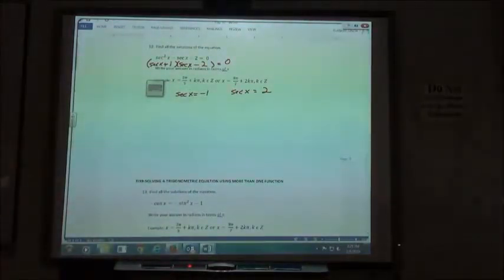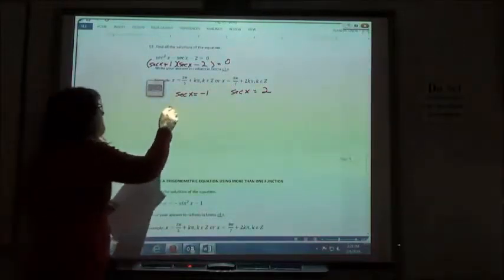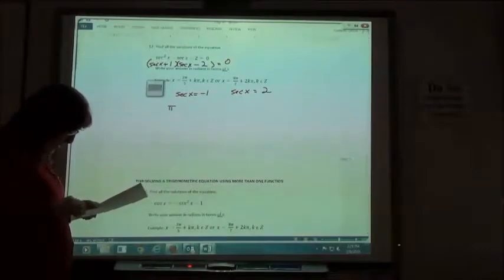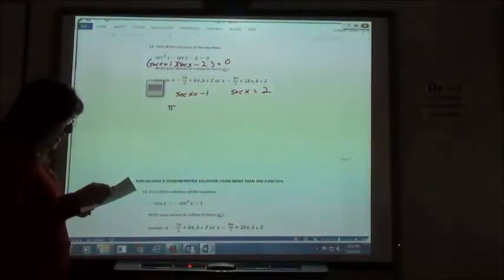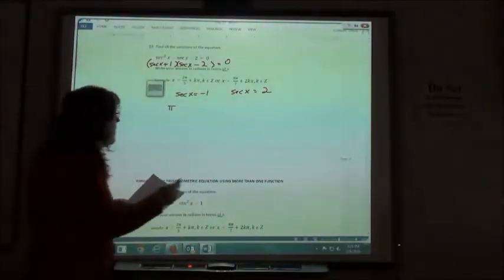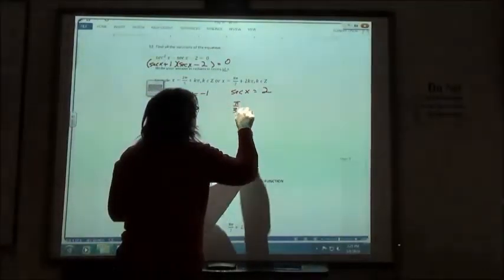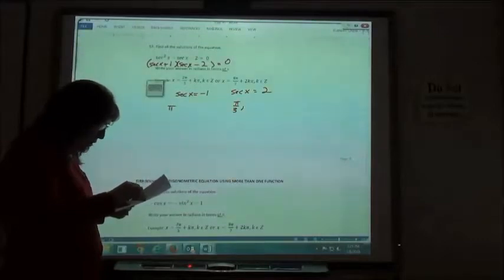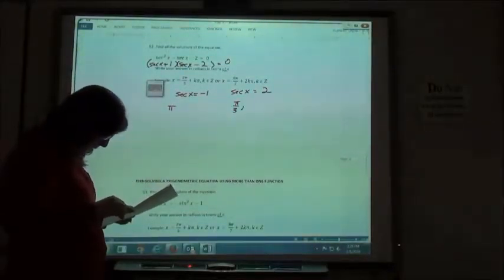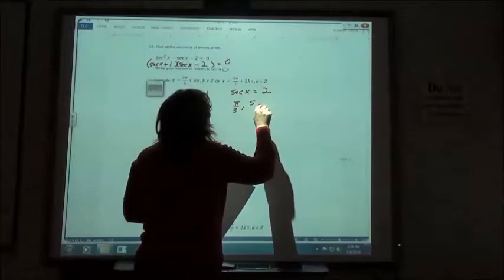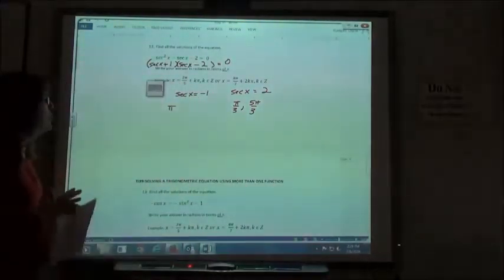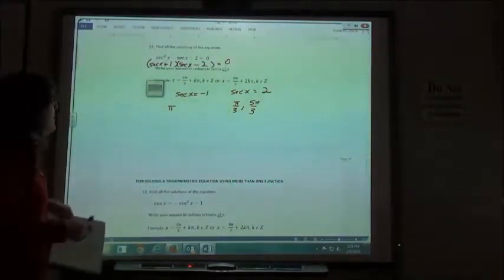So looking under my secant column for -1, at pi, and that's my only answer there. Secant of x equals 2, at pi over 3, secant of x equals +2, at 5 pi over 3. So again, on this one, I'm going to end up having 3 answers. None of them can be combined.